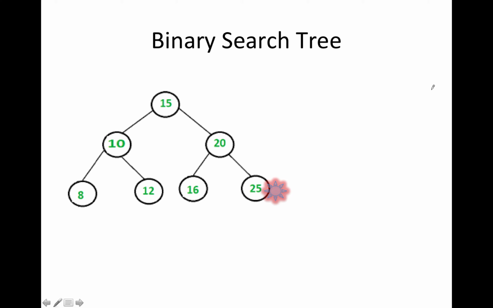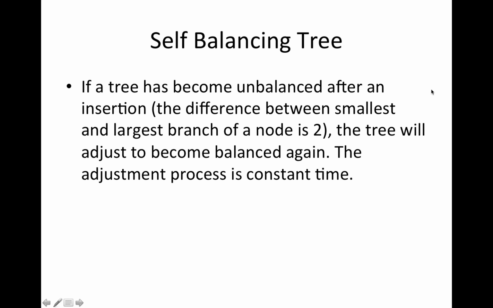So that was a quick overview of binary search trees. Now let us take a very quick look at self-balancing trees. So sometimes when you keep on inserting values, a tree can become unbalanced. But we always want our tree to be balanced because we know that in a balanced tree, the complexity of inserting or searching for a node is log n, while in an unbalanced tree, it is big O of n.